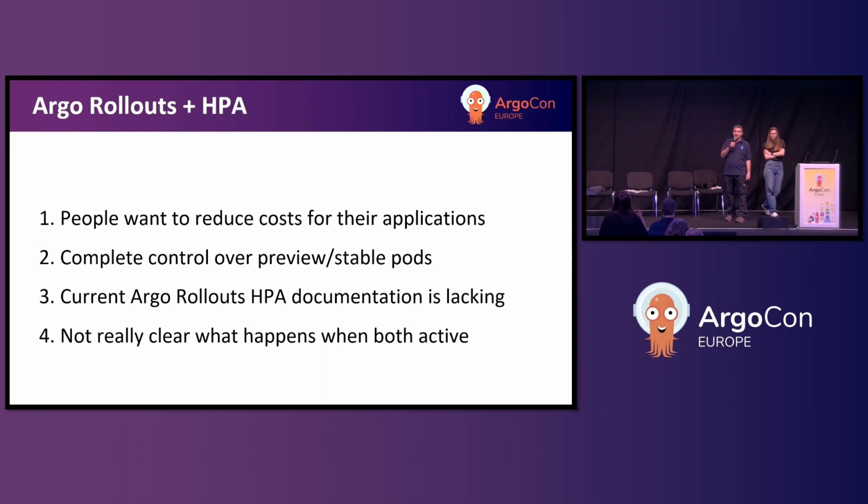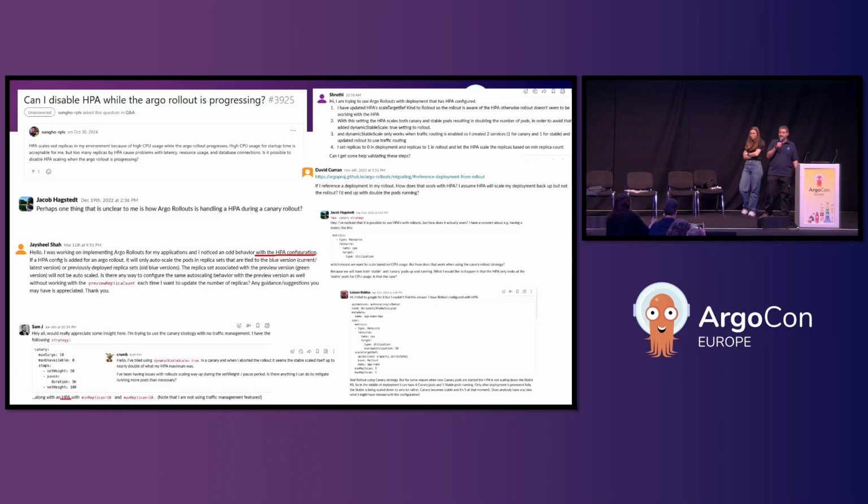So we see that cost is a really big issue and people want to solve it. This is actually a selection of screenshots from the CNCF Slack channel, and people are asking the exact same question. How do I use HPA with Argo Rollouts? So it's not a theoretical problem, it's a real problem that people have right now.